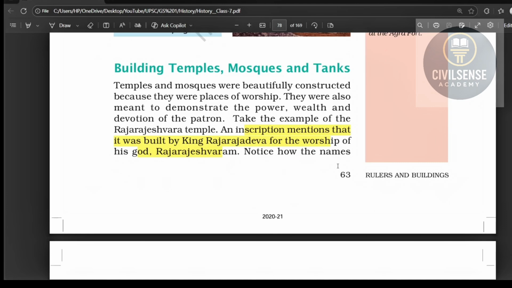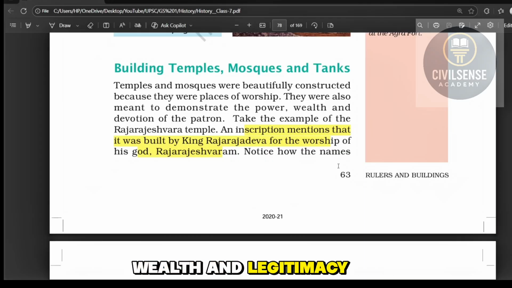Next, both Hindu kings and Muslim sultans built religious monuments, but not just for faith, they were also symbols of power, wealth, and legitimacy. For example, King Rajaraja built the Rajarajeshwaram temple for his god. See how the names match? That's not a coincidence. The king wanted to show that he was like a god on earth, that is ruling justly and divinely and powerfully.